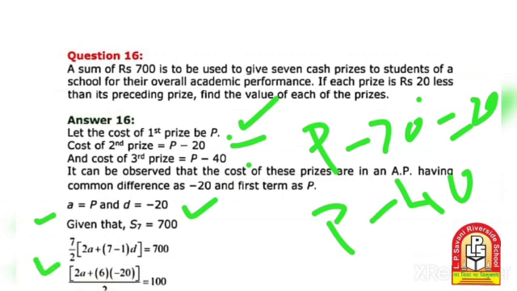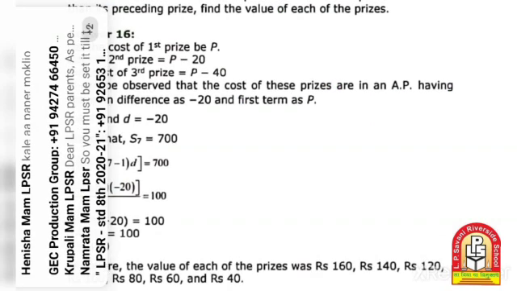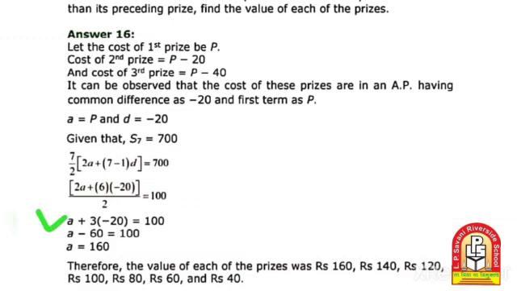So 7 by 2 into 2a plus 7 minus 1 into d, that is 700. So here you can see 2a plus 6 into minus 20 by 2, that is a plus 3 into minus 20, that is a minus 60 equals 100. So a is equal to 160. Therefore, the values of the prizes were rupees 160, 140, 120, 100, 80, 60, and rupees 40.